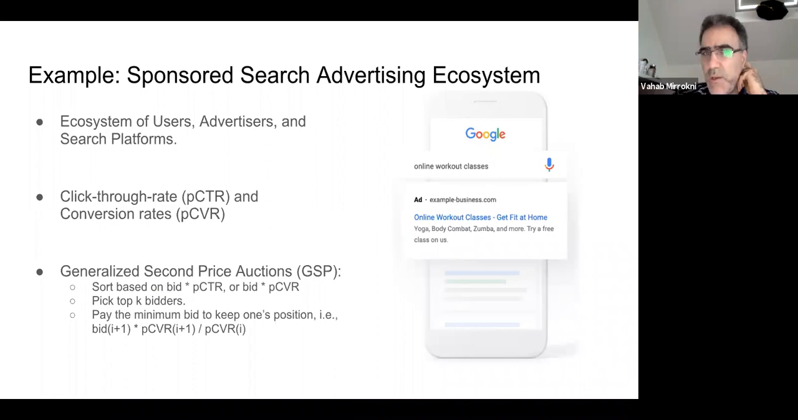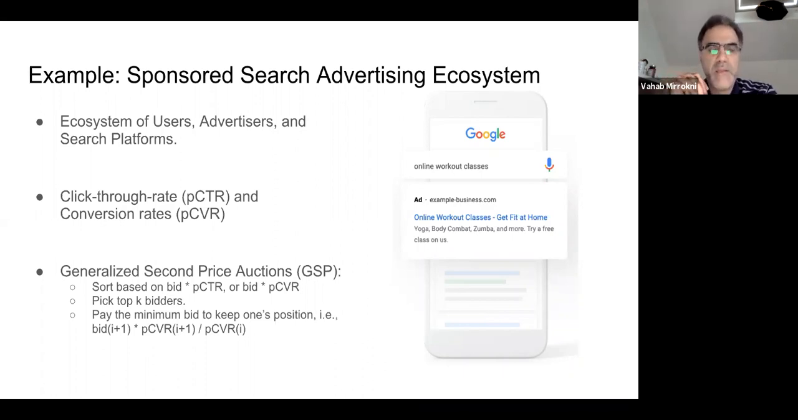Another example of an advertising ecosystem is the sponsored search advertising ecosystem, in which the main players are users who go and search for something, advertisers, and the search platform itself. The main charging scheme is based on clicks or conversions, and the search platform computes click-through rates and conversion rates.